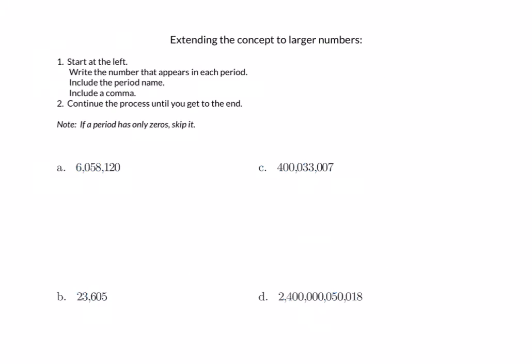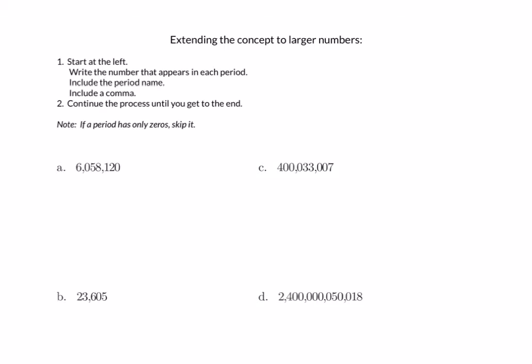Okay, so now let's extend the concept to larger numbers. Starting at the left, we want to write the number that appears in the first period. So we're just going to break this down into what is between the commas, or what is in front of the comma. Once we write that number, we want to include the period name and include a comma, and then we're going to continue the process for each period as we move to the right.